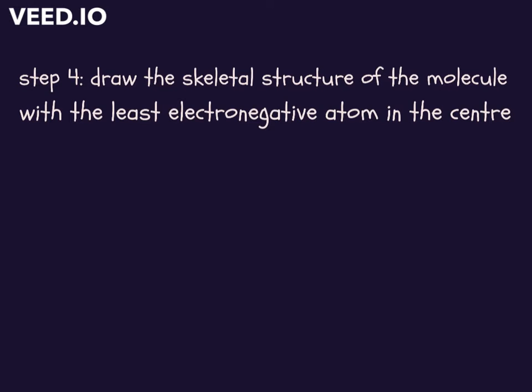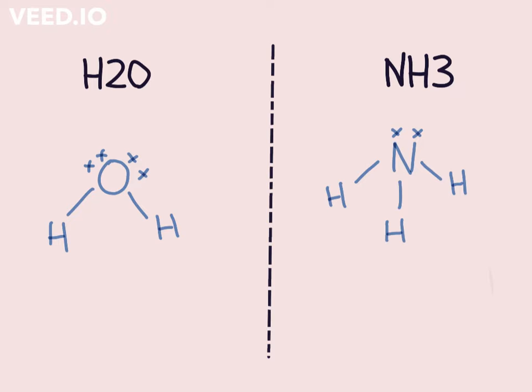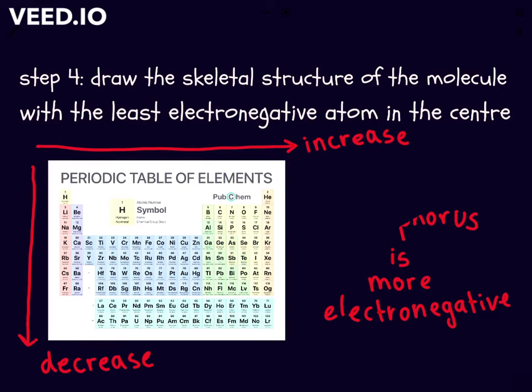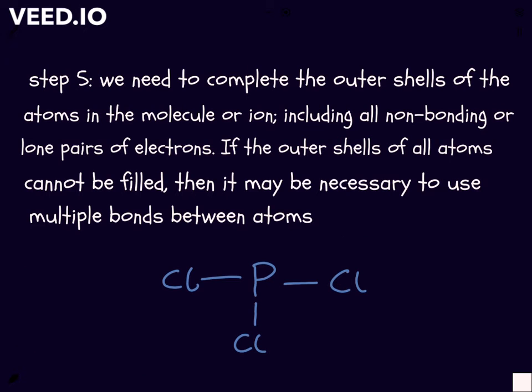Step 4. Now let's draw the skeletal structure of the molecule with the least electronegative atom at the center, and connect all the atoms using only single bonds. Pause. Note that there are some molecules where the central atom does not have the lowest electronegativity value, for example, H2O and NH3. To find the least electronegative atom, we can use our knowledge of the periodic table trends. Electronegativity decreases down a group and increases across a period. Therefore, we know that phosphorus would be more electronegative than chlorine.